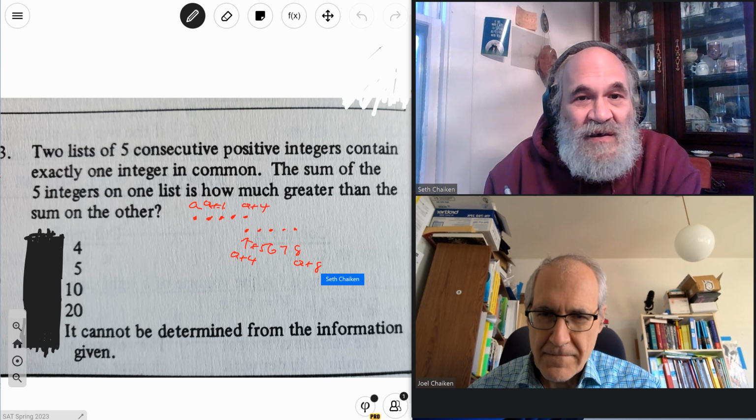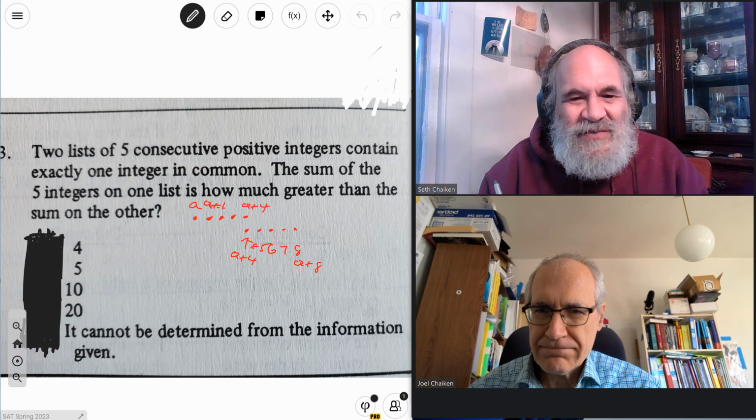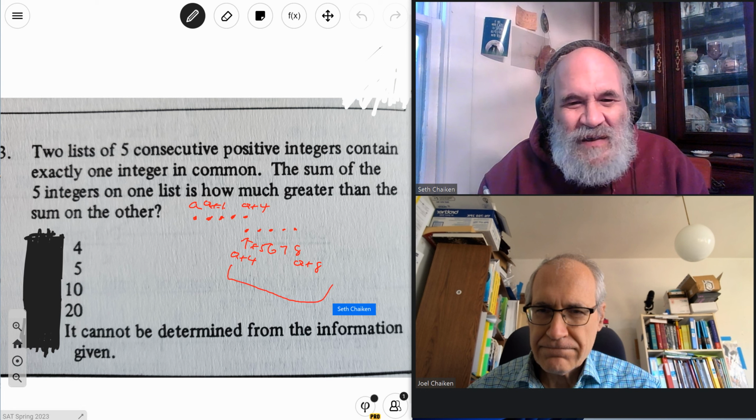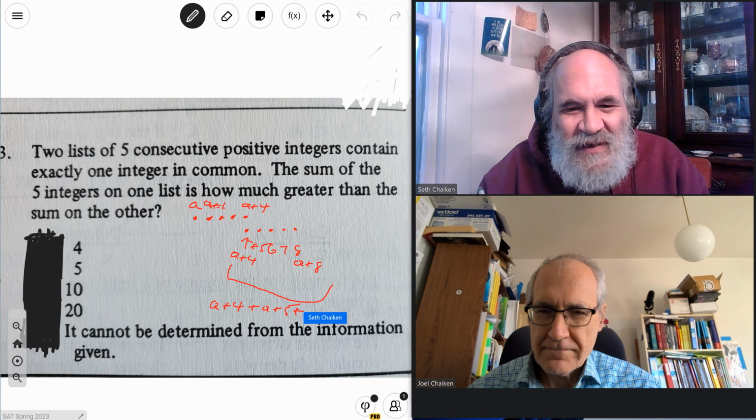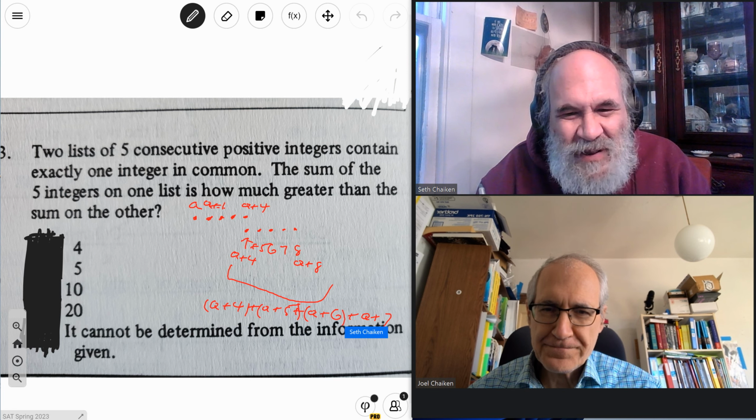Okay, and then they say the sum of the 5 integers in one list is how much greater. So let's pick the greater list. The sum of the integers in the greater list is a plus 4 plus a plus 5 plus a plus 6 plus a plus 7. So how many did I get? Only 4. You only got 4. Yeah, plus a plus 8.